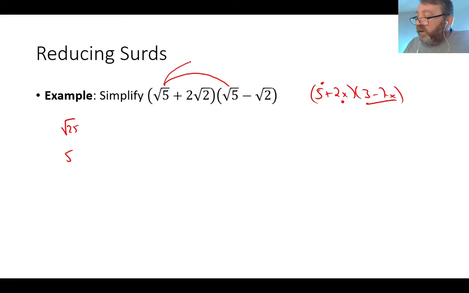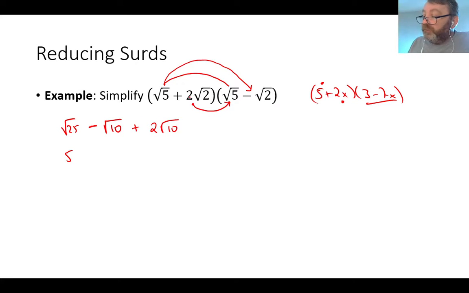What about root 5 multiplied by minus root 2? Well, first of all, sort out your signs. Plus by minus is minus. Root 5 times root 2 is root 10. Any square in there that can simplify it out? No, leave it as root 10. Next one, we have the bottom 2 root 2 by root 5. Now, you can only multiply the surdal parts together, so that becomes 2 root 10. So you keep the 2, and you multiply the root 2 by the root 5 to get root 10.